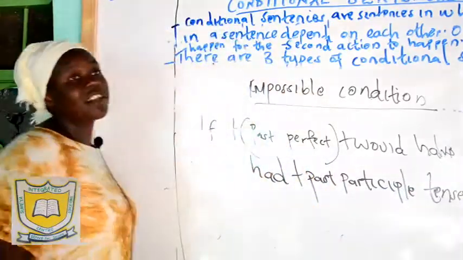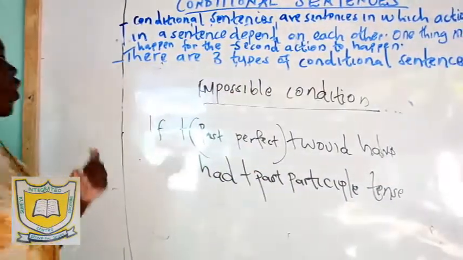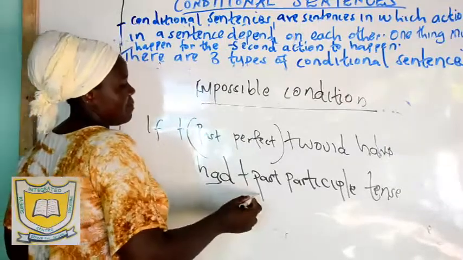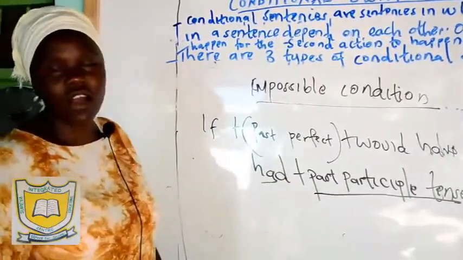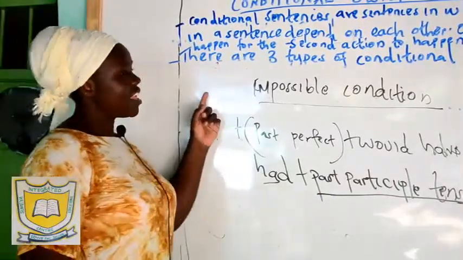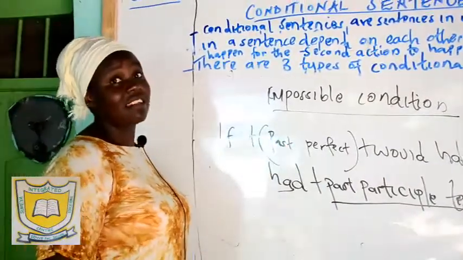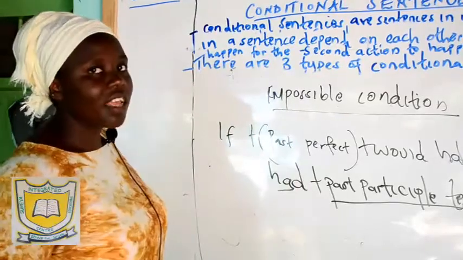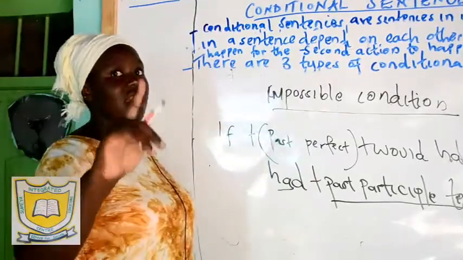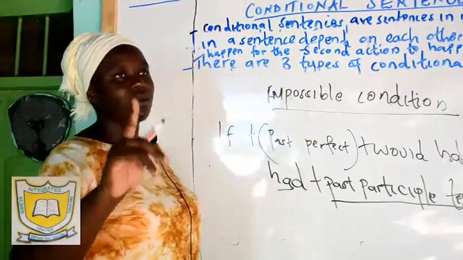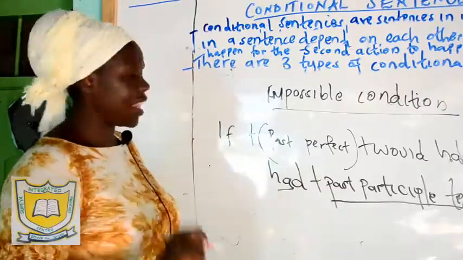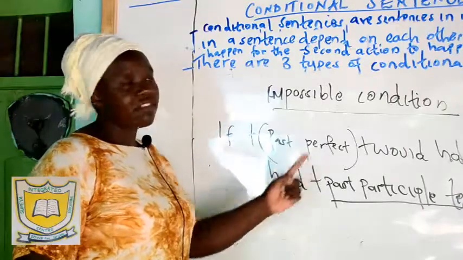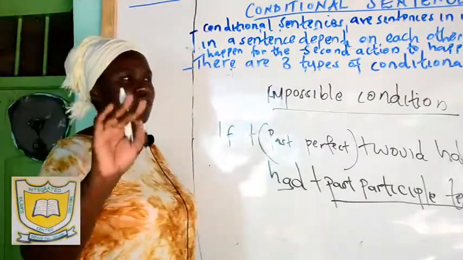You know the past participles, right? So any moment you see had plus a past participle, what does that tell you? It is the impossible condition. Any moment you see if plus a past tense, what does that tell you? It is the unlikely condition. Any moment you see if plus the present tense and then will, what does that tell you? It is the likely condition.